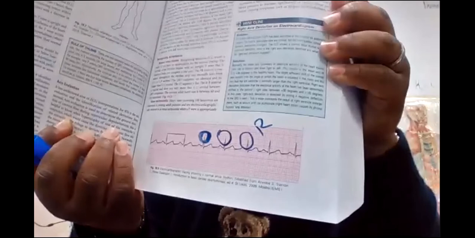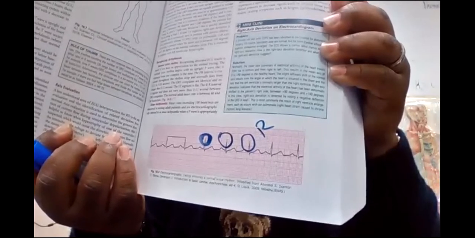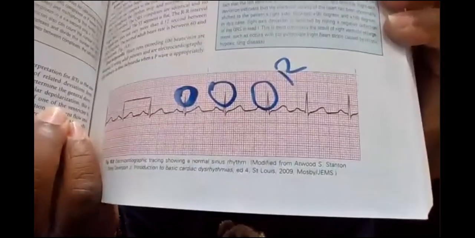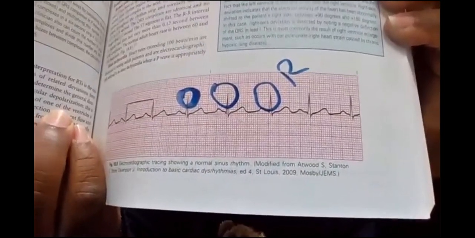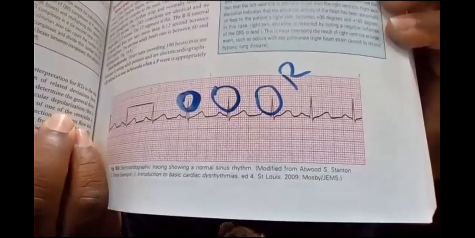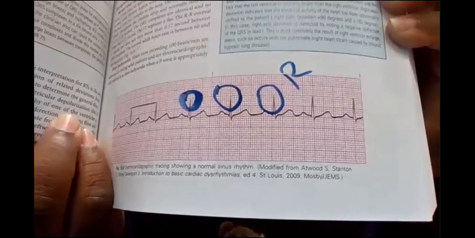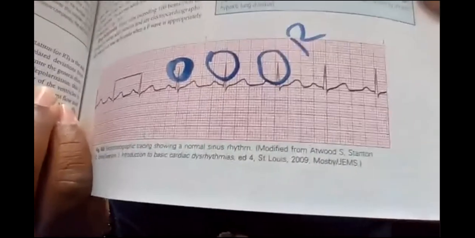These are my R waves. See those little points? That's the R waves. Now, notice in this EKG paper, you've got a bunch of little bitty boxes and you have larger boxes. Okay?